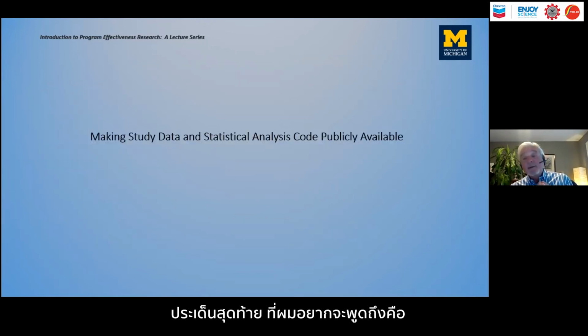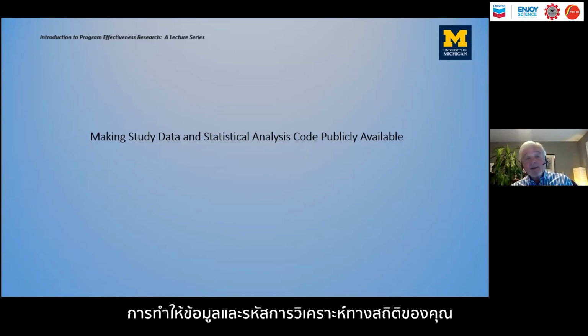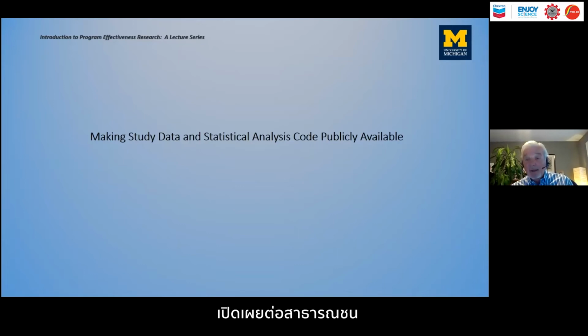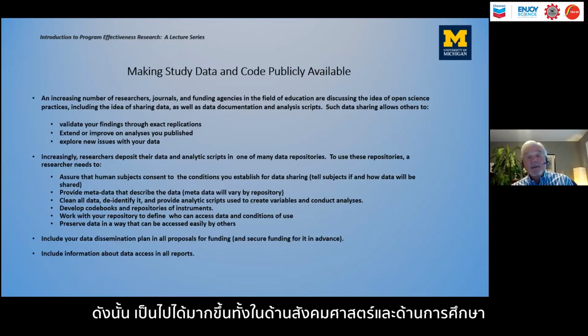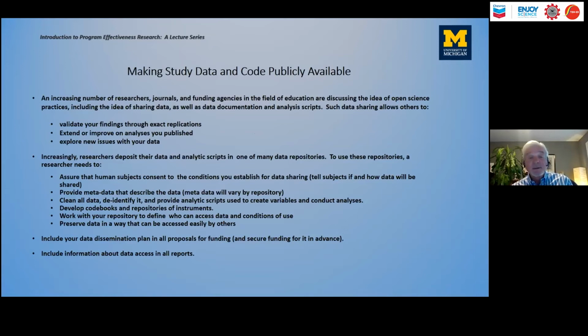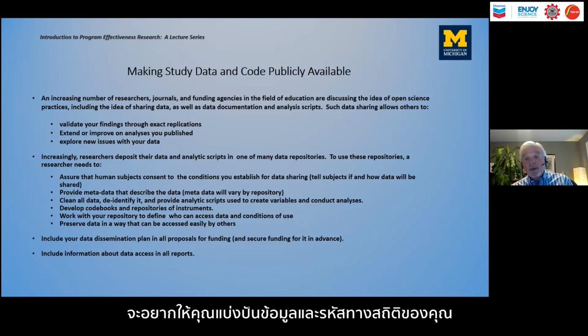The final issue that I want to talk about is making your data and your statistical analysis code publicly available to others. This is the final step of research transparency and research reporting. So it's increasingly the case in the social sciences and in education that researchers and journals and funding agencies want you to share your data and statistical code.